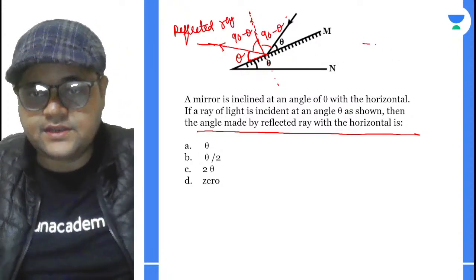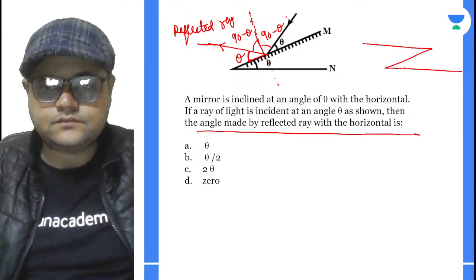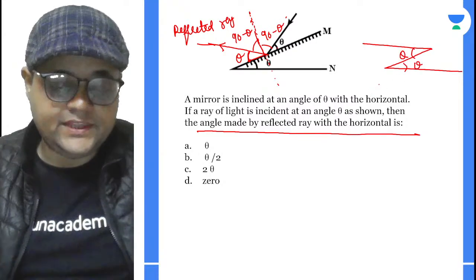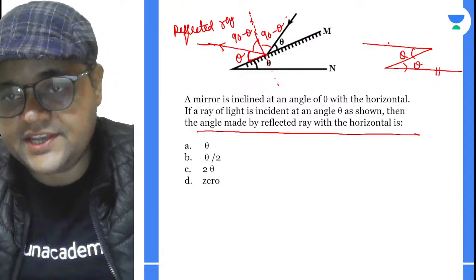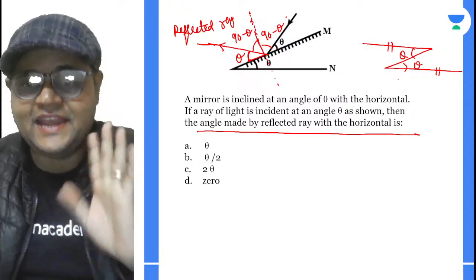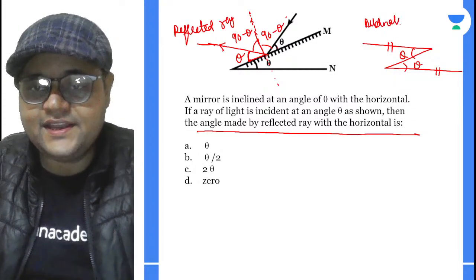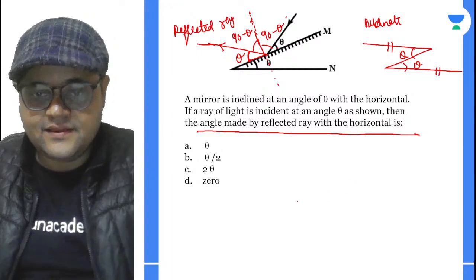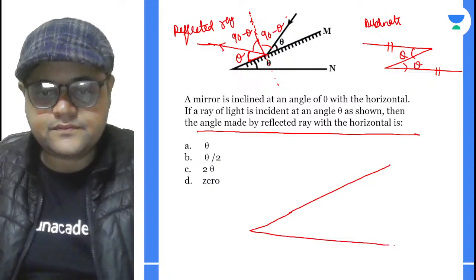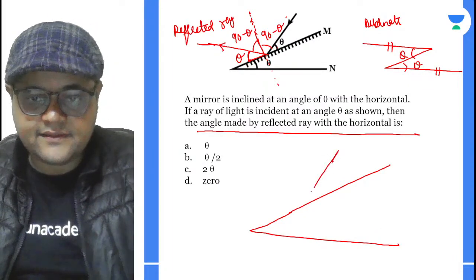Just try and imagine. This is theta and this is theta, right? If both the angles are theta, this means this line is parallel to this line, because they are alternate angles. Just see. Let me again draw the diagram, a bigger one, so that it is very clear to you. I'm sorry for my pathetic drawing. Kindly excuse me for that.